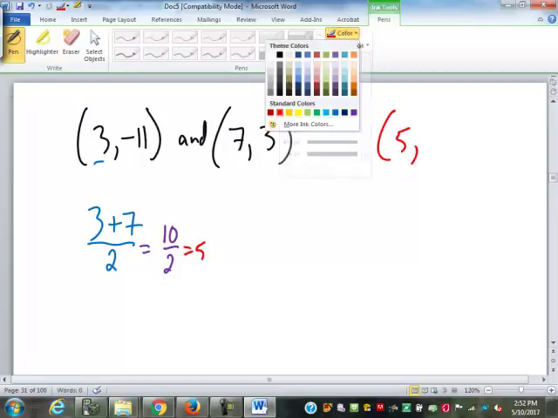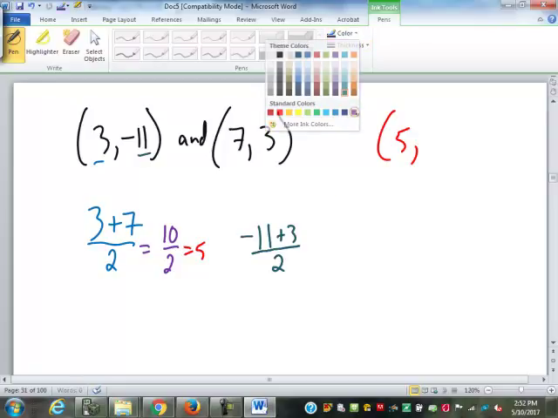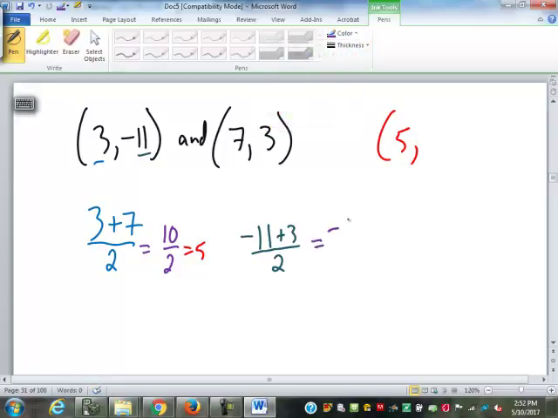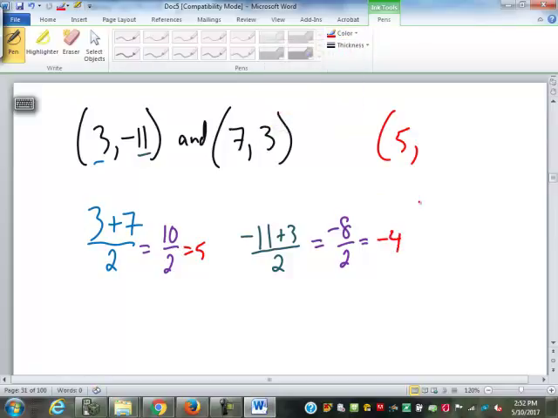What's next? Negative 11, 3. Negative 11 plus 3, of course, divided by 2. Negative 8 divided by 2. Perfect. Negative 4. Perfect. Negative 11 plus 3 is negative 8, and negative 8 divided by 2 is negative 4. So 5, negative 4 is that midpoint.